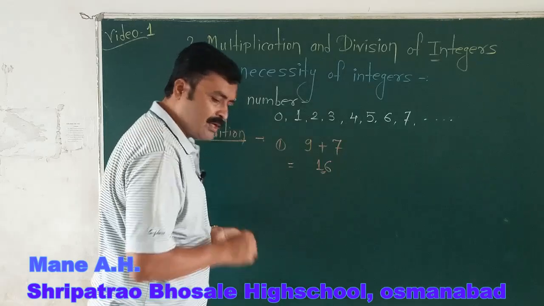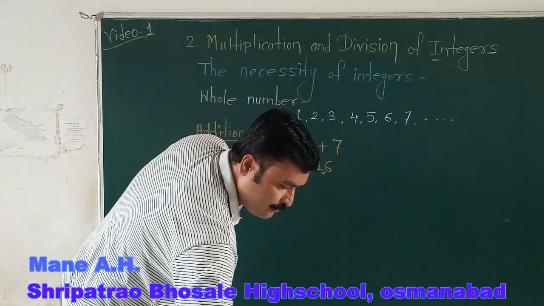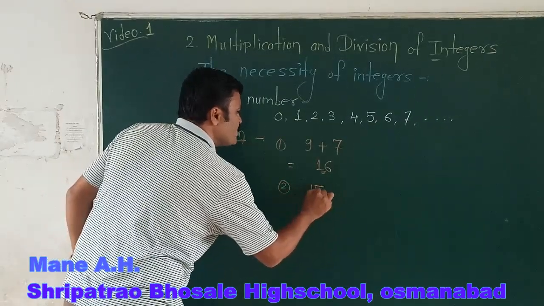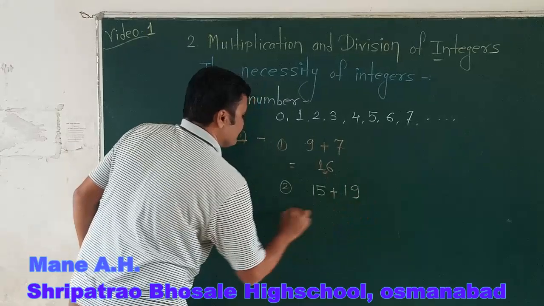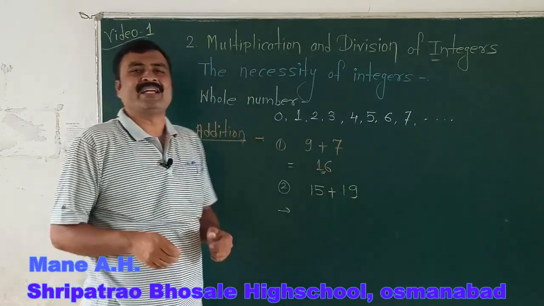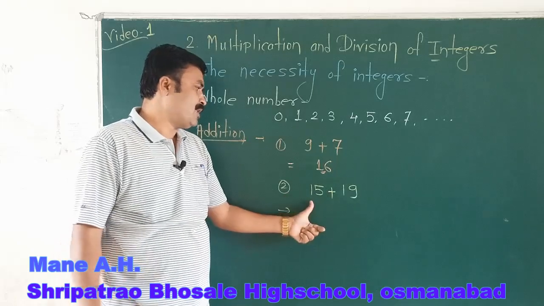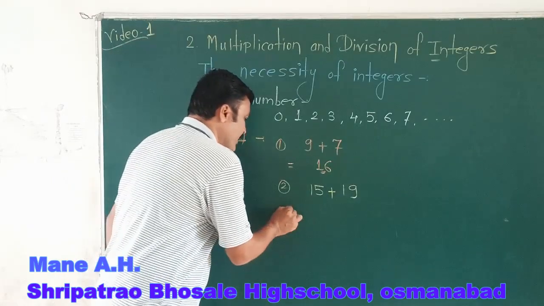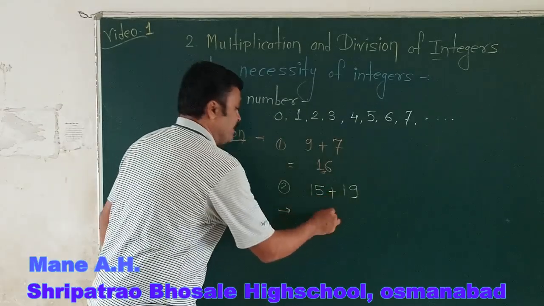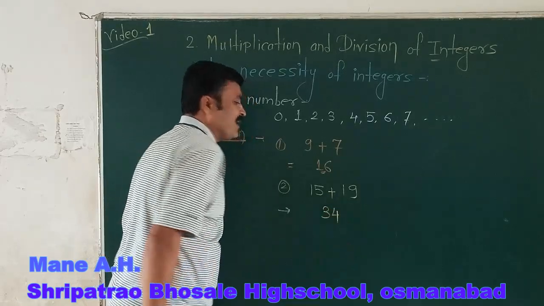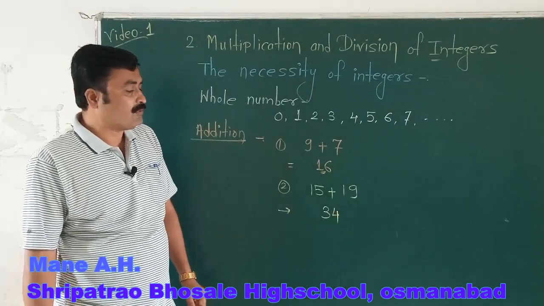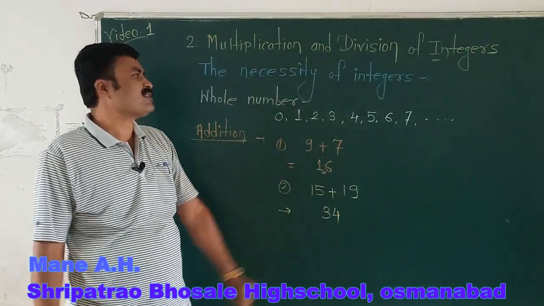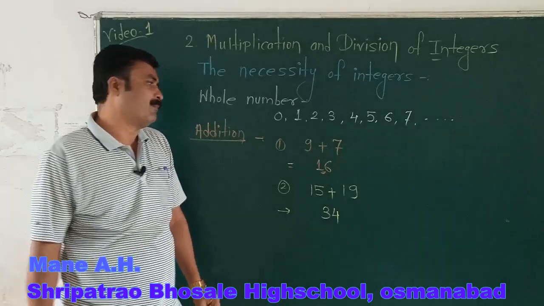Let's proceed towards the second example. That is number 2, 15 plus 19. Again, this is the addition of two whole numbers, 15 a whole number and 19 also a whole number. If you add these two numbers, 15 plus 19, you will easily get the answer 34. And this 34 also belongs to the group of whole numbers.